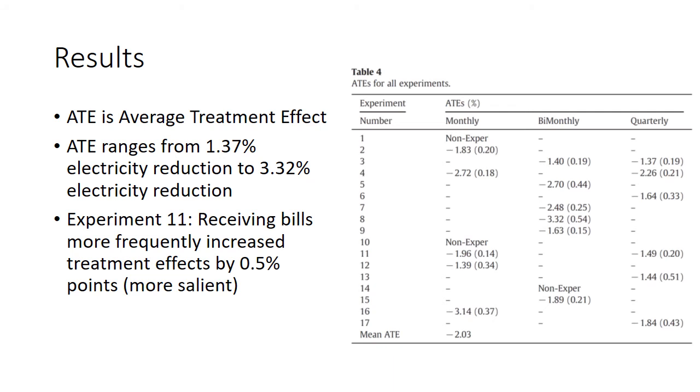In another experiment, they also gave the messages more frequently. The more frequent messaging increased the treatment effect by 0.5%. This is often referred to as a salience sort of thing. If you only receive this message every month or every other month or quarterly, you're not going to remember it. But if you receive it more frequently, then you're going to respond. It's going to be more fresh in your mind, so you're more likely to respond.